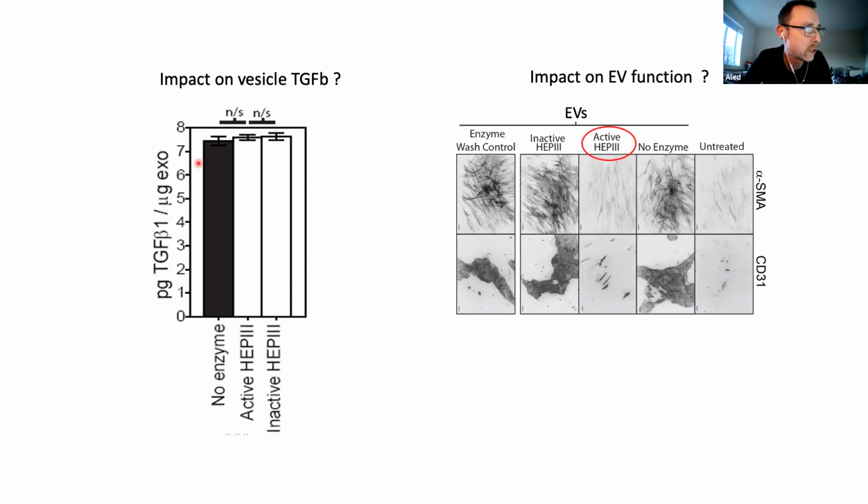Now, when we've shaved the vesicles, I was really surprised actually. We didn't see any loss at all in the total amount of TGF-beta tethered to the vesicle surface. But now when we add these to our recipient fibroblasts, we've really strongly attenuated their ability to drive differentiation. And this is no longer a pro-angiogenic environment. So we've almost entirely lost the functionality of these cells by stripping the HS side chains.